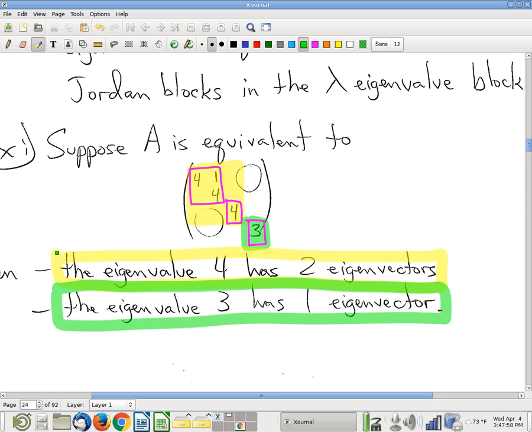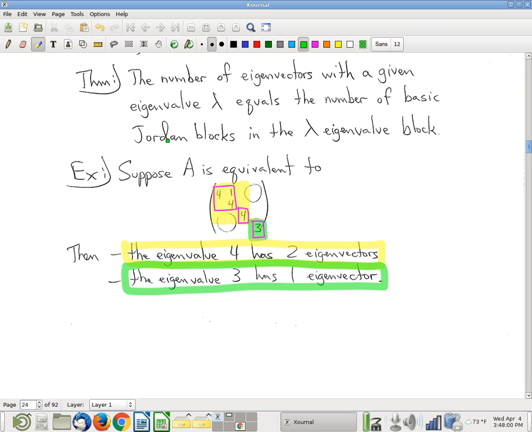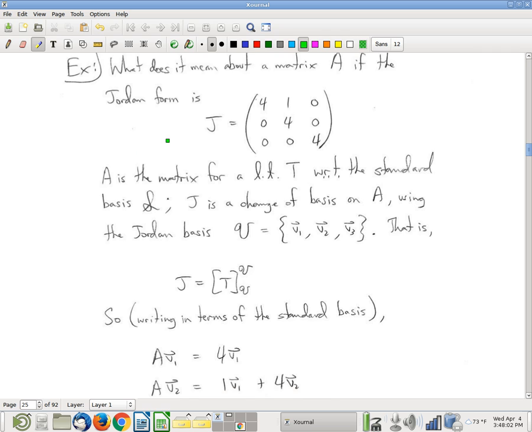Okay. All right, the next example just fleshes that out a little bit more explicitly. So here we have a matrix with a single eigenvalue block. The Jordan blocks are like this. So 2 blocks means 2 eigenvectors, but let's find exactly what those eigenvectors are, and see it a little bit more explicitly.